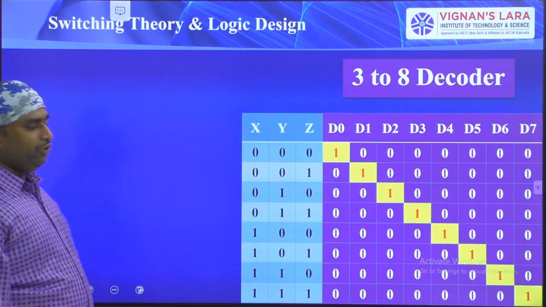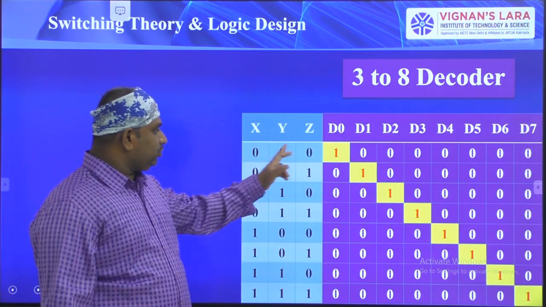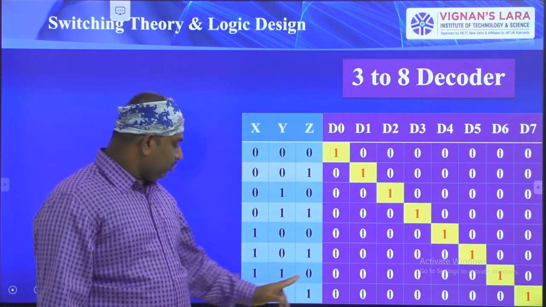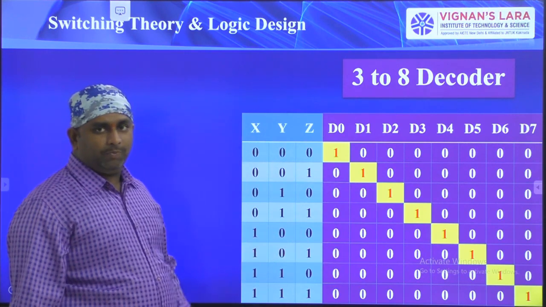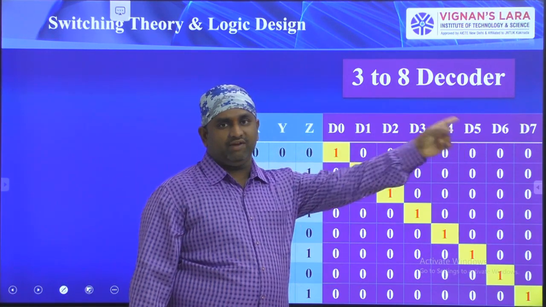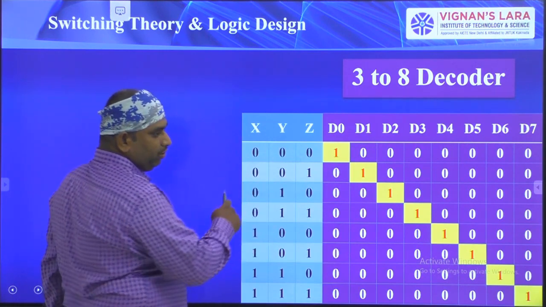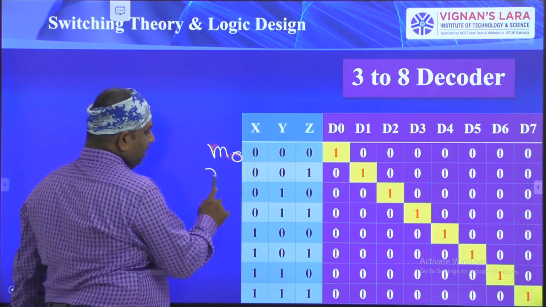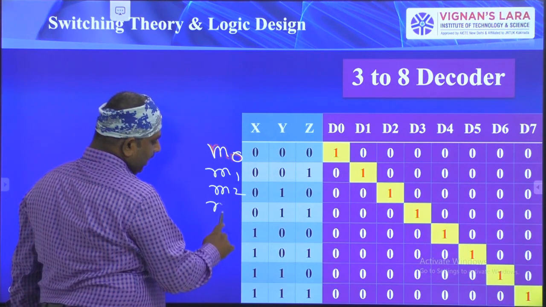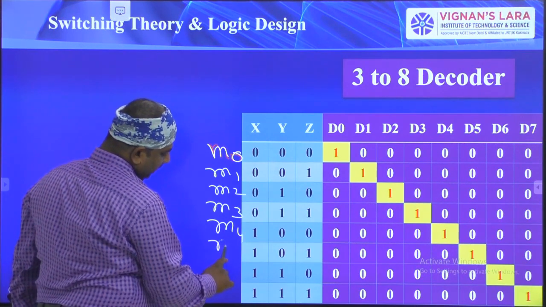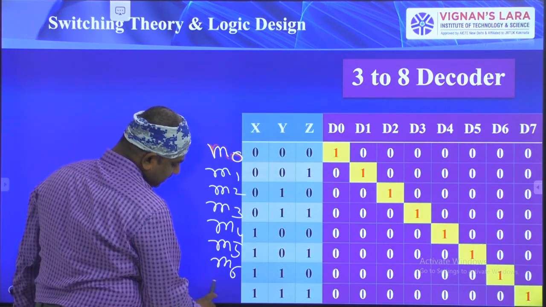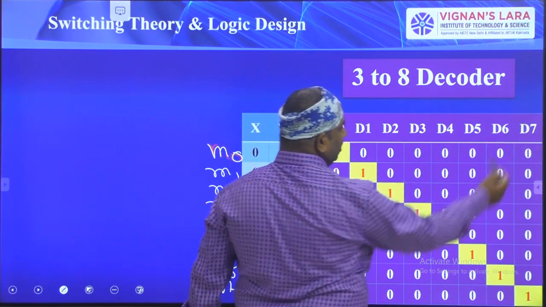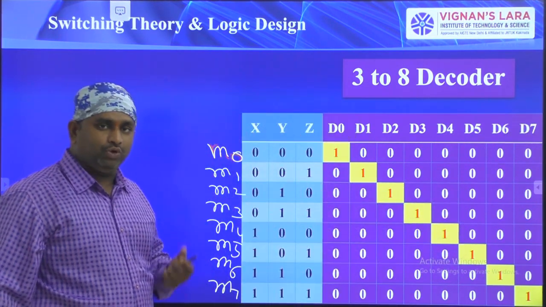Now see here, the 3 to 8 decoder. Here we have 3 inputs: 000, 001, 010, 011, 100, 101, 110, 111. These are the 8 possible input combinations, and D0 to D7 are the outputs. 000 is represented as M0, then M1, M2, M3, M4, M5, M6, and M7. When you have taken M7, you have to select D7, right? Outputs you can represent with Y or with D.